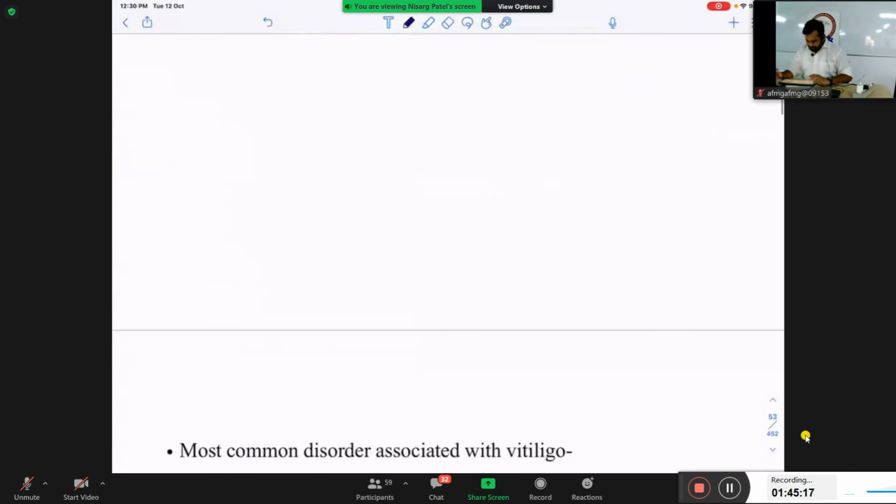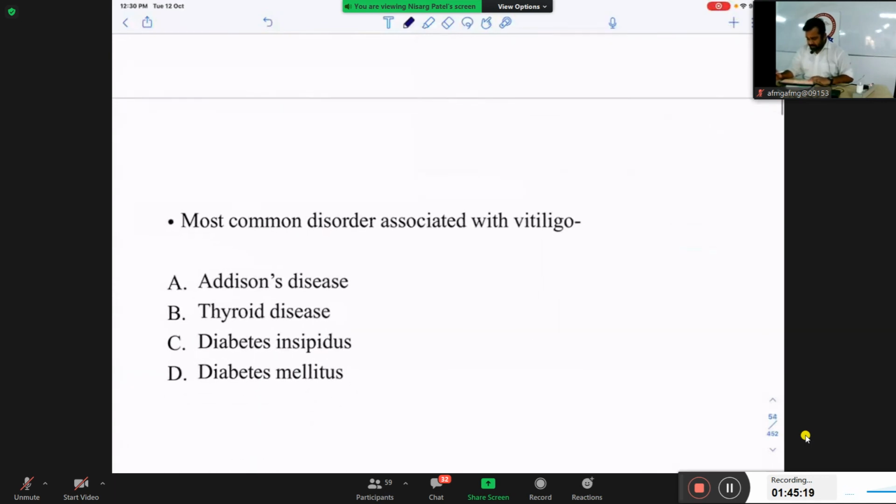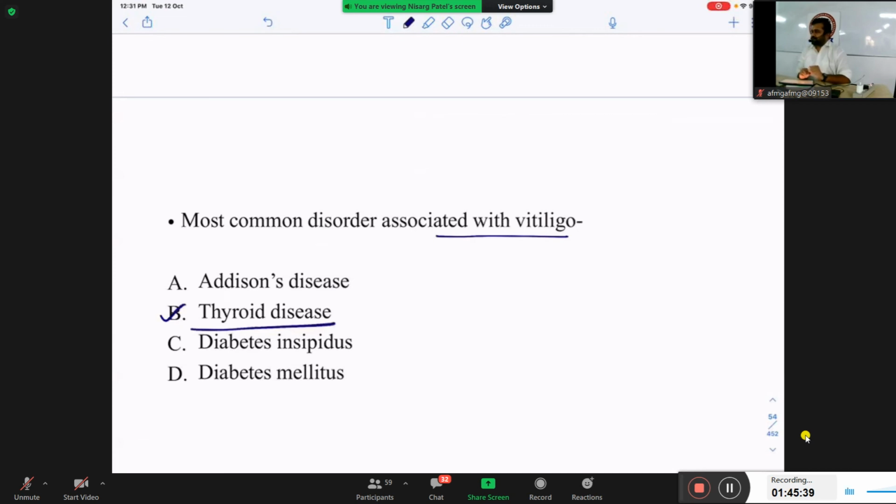Okay. See this. We will now discuss acquired depigmentation disorders. What is the most common disorder associated with vitiligo? It is most commonly a thyroid disease.